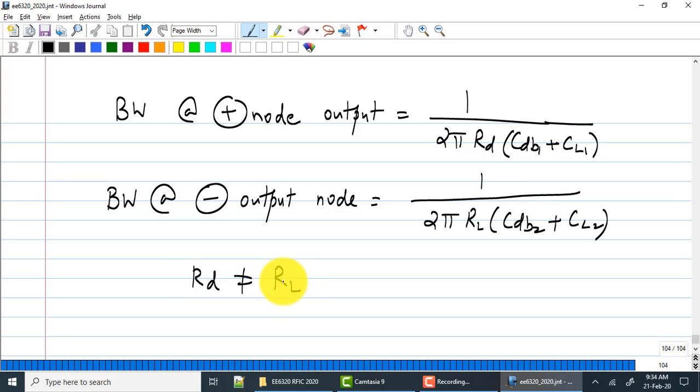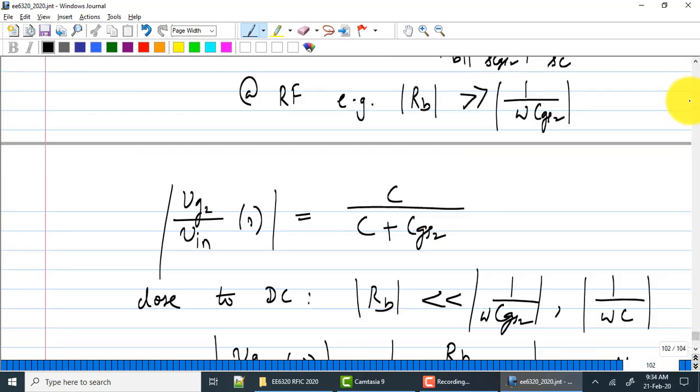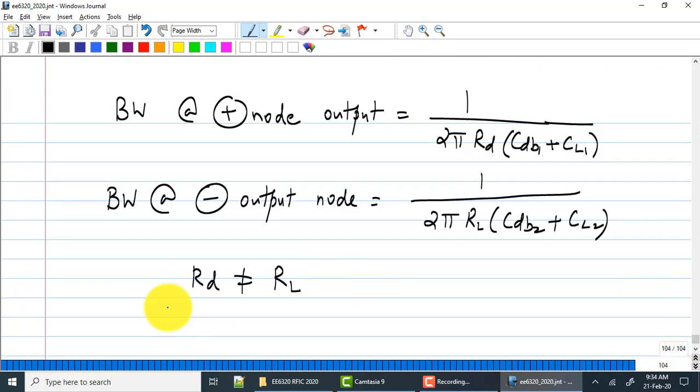Okay. And remember, for noise of the common source to be very low, GM of the common source should be very high, which means RL is going to be very small in general. Whereas for gain of the common gate to be very high, that is also the gain of the LNA in general, RD should be very high because the gain is RD by 2RS, right? So in general, RD will be several times larger than RL.